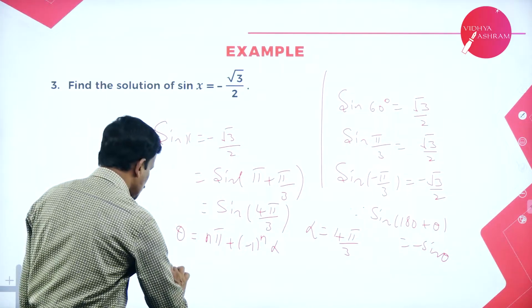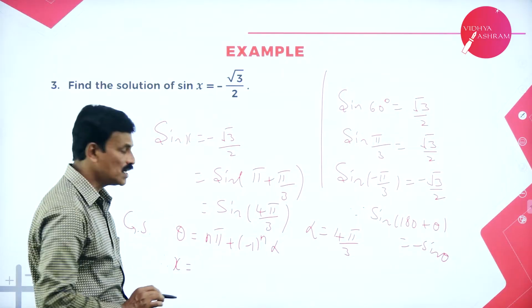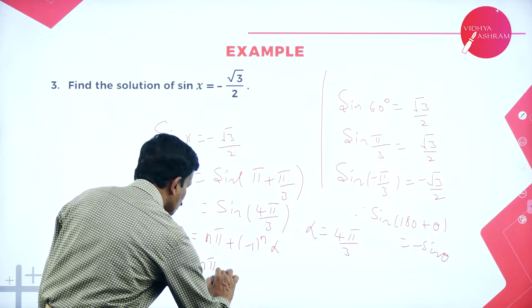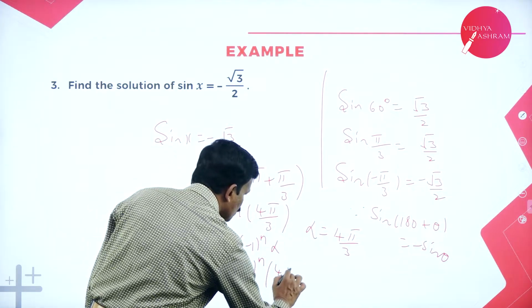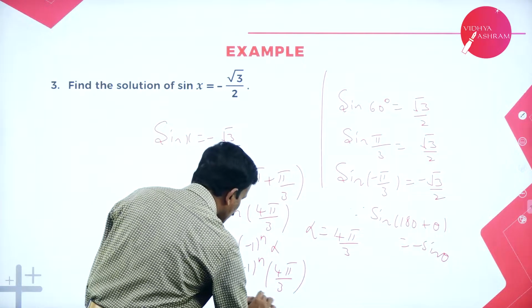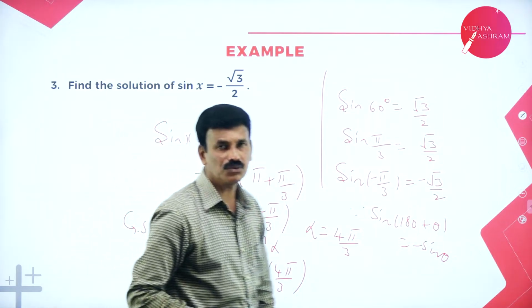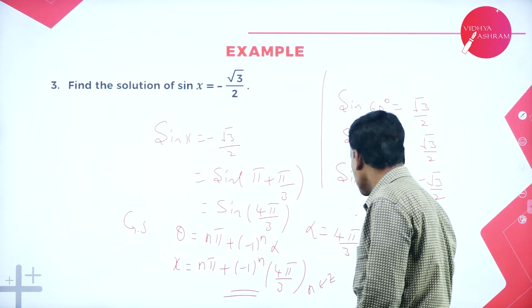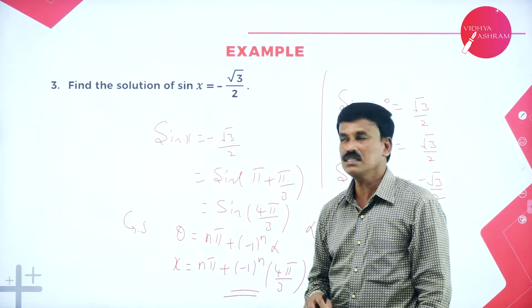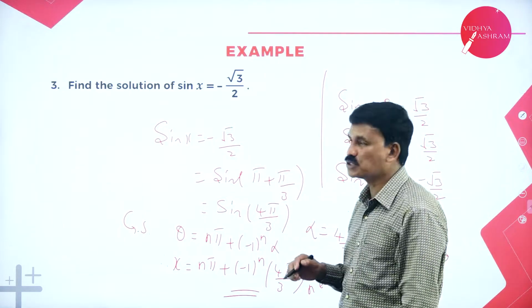So, therefore, the general solution for this equation is x equals n pi plus minus 1 to the power of n into alpha. Here we are going to take it as 4 pi by 3. This is the general solution, where n belongs to any integer Z. This is how we are going to find the solution.